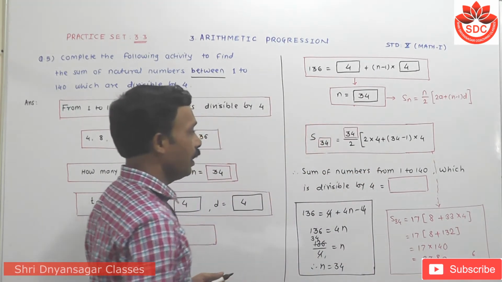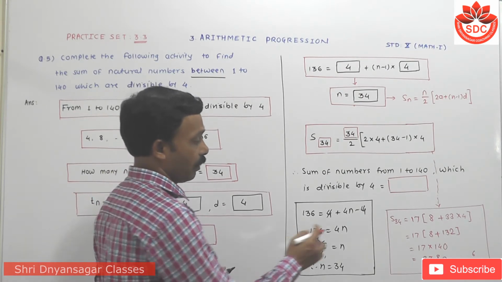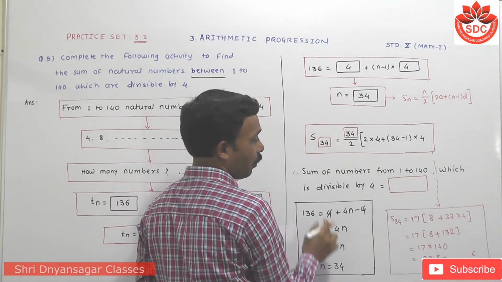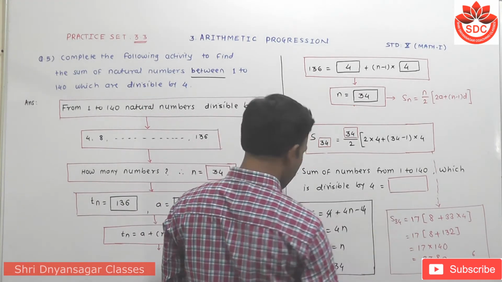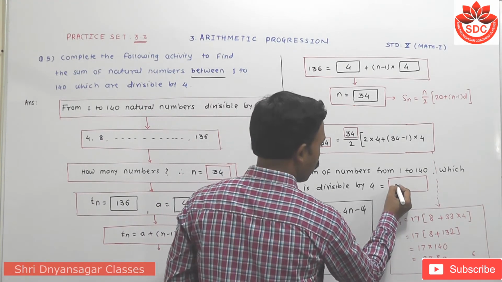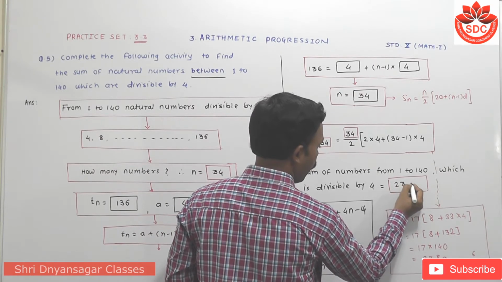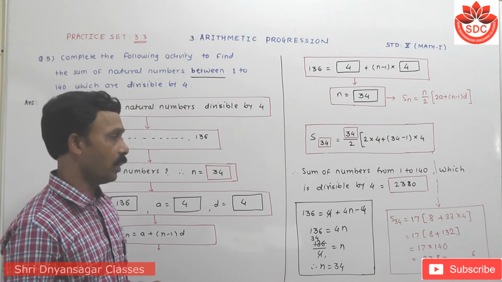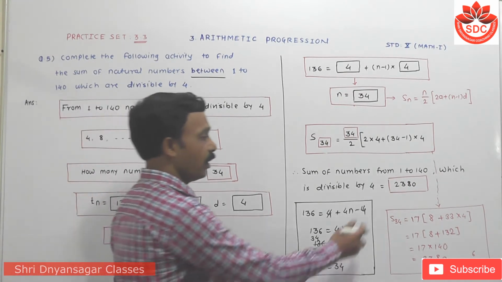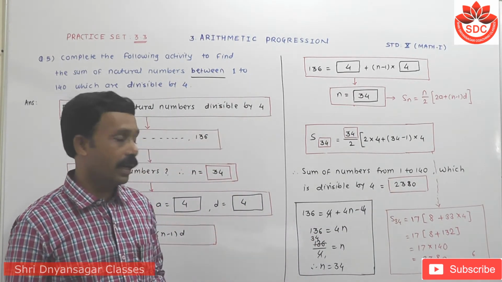Which means, students, the total, that is the sum of these 34 numbers, is equal to 2380. So I have to write the answer here: 2380. That means the sum of the numbers from 1 to 140 which are divisible by 4 is 2380.